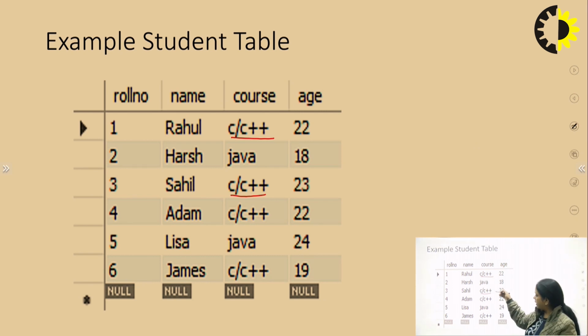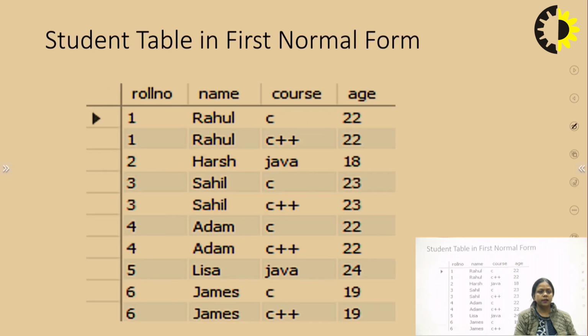In many tuples, you can see there are multiple values, which is not required in the first normal form. So we have to remove this problem. We have to create atomic data in the table. So how can we create atomic data? You can see here.